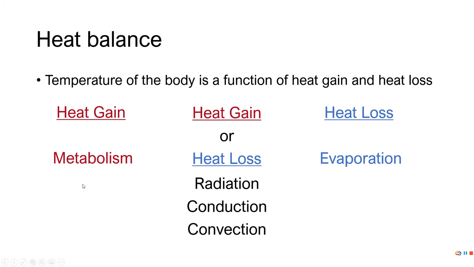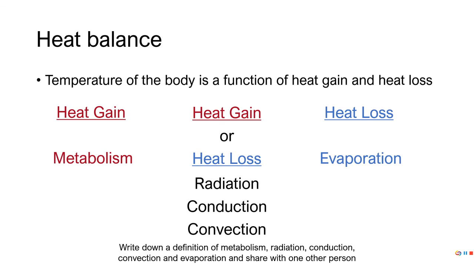Metabolism will always increase your body temperature. Evaporation will always lower your body temperature. And then radiation, conduction, and convection can either increase or decrease your body temperature depending on which way the gradient is.